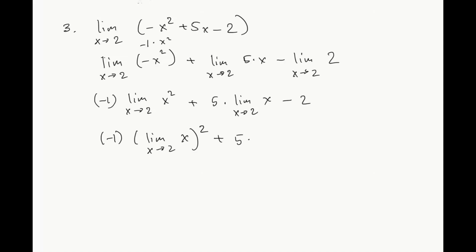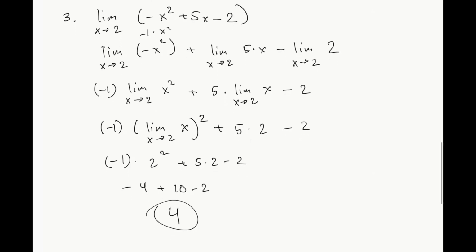5 times, so now I can apply my limit. The limit of x, we can use substitution and get that it's equal to 2. We have minus 2. And then similarly here, we can say that the limit of x squared as x goes to 2 is going to be equal to 2 squared plus 5 times 2 minus 2, which is just going to be equal to minus 4 plus 10 minus 2, which is going to be equal to 4.